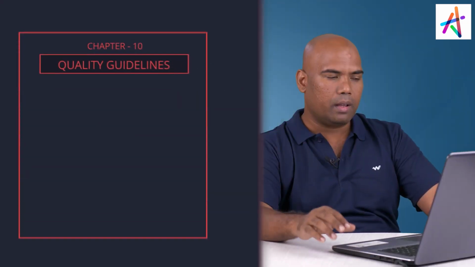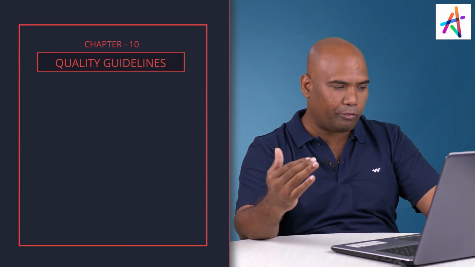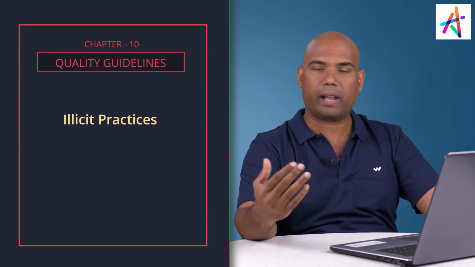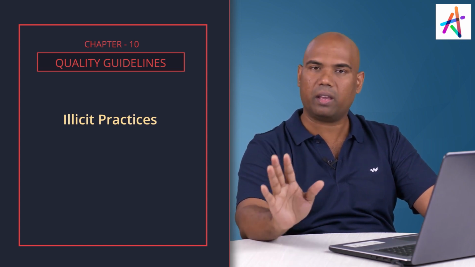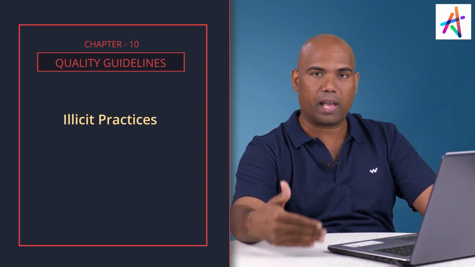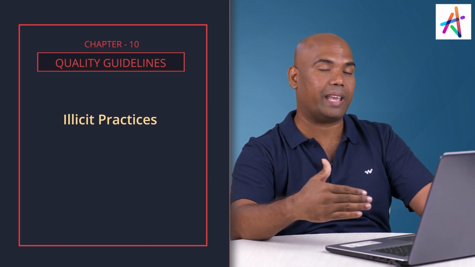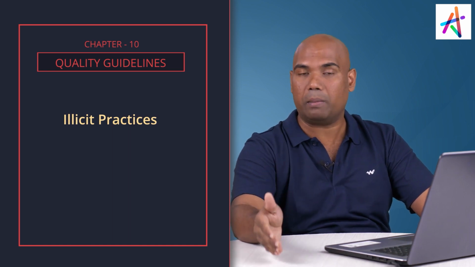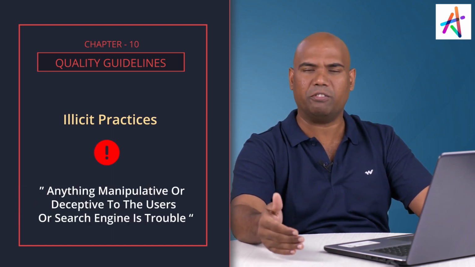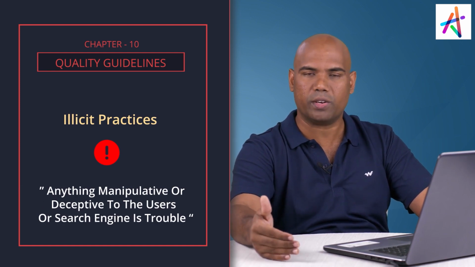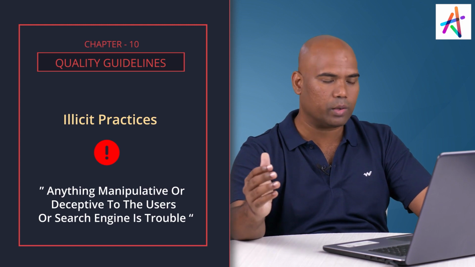In this topic, we are going to really get into the specific guidelines within the quality guidelines. Actually, Google has listed a few illicit practices. Like I told you already, do not think that it is limited to only these and that you could do something deceptive or manipulative that doesn't fit into these categories. If you did that, you could still be in trouble. Okay, anything manipulative, anything deceptive to the users or search engines is trouble. Okay, so consider yourself warned. I'm going to go ahead with the specific guidelines now.